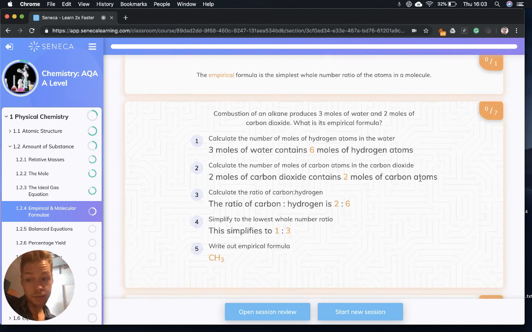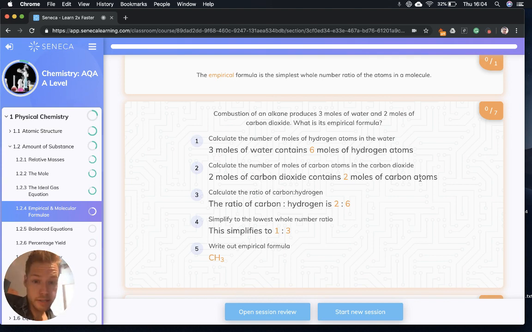Now, I said it was easy to experimentally determine the empirical formula for a compound. I am a man of my word, so I'm going to go through an example. So, let's say we have an alkane. So an alkane is something that has no double bonds and just carbon and hydrogen, and we burn it. We make 3 moles of water and 2 moles of carbon dioxide. What's the empirical formula? So, first things first, we calculate the number of moles of hydrogen atoms in the water.